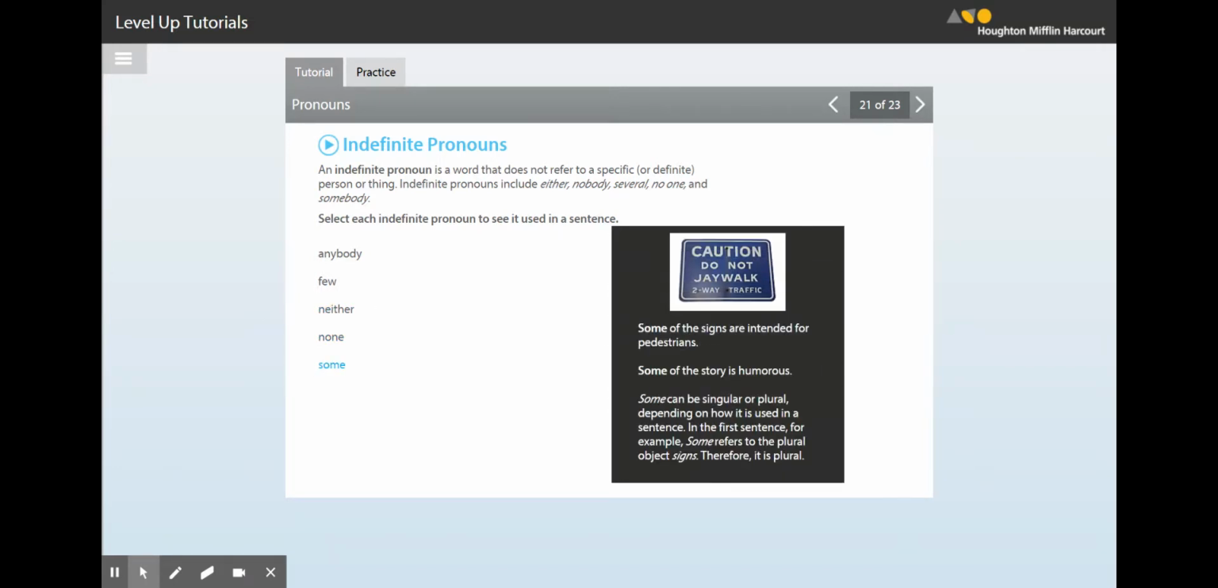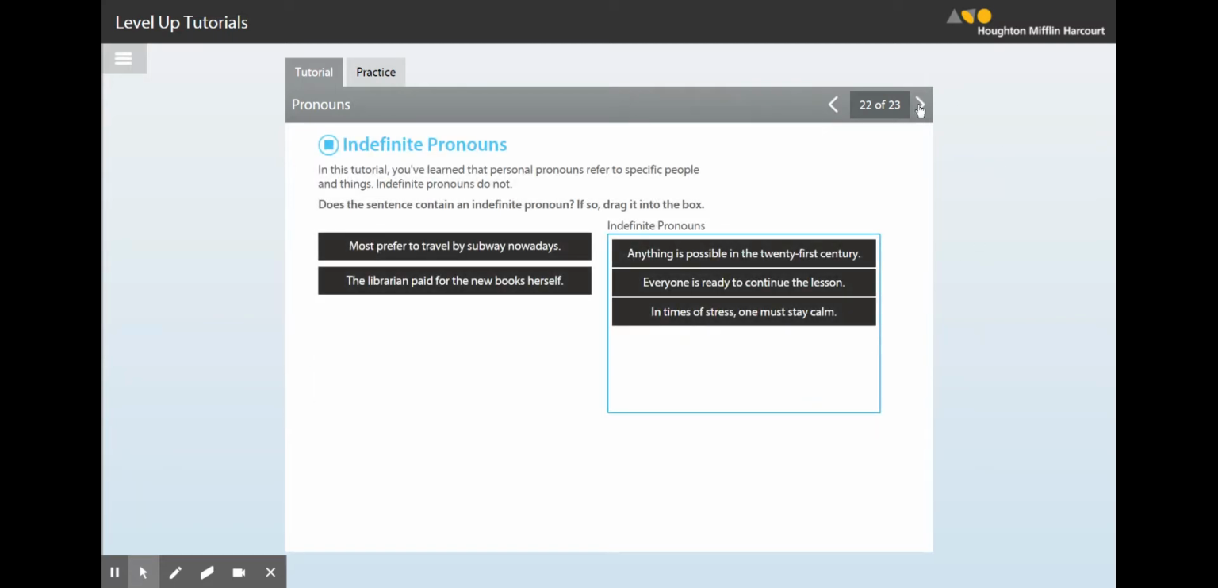Finally, some. Some of the signs are intended for pedestrians. Some of the story is humorous. Some can be singular or plural depending on how it's used. So in the first sentence, some refers to the plural object signs, therefore it's plural. In the second sentence, it refers to the story, which makes it singular.